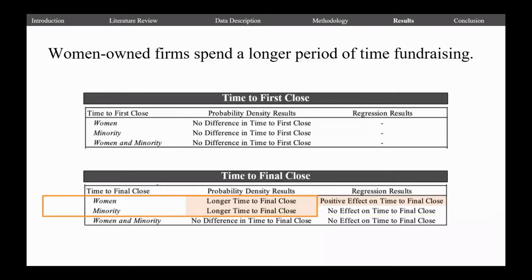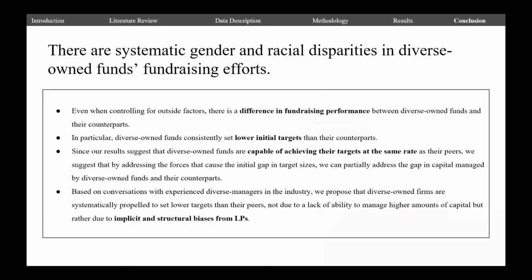In both cases, the ultimate outcome is a longer period of time spent fundraising, which retracts from the time they have to make investments and thus could handicap their investment performance. We end by summarizing our key findings. First and foremost, we find that even when controlling for outside factors, there is a difference in fundraising performance between diverse-owned funds and their counterparts. In particular, diverse-owned funds consistently set lower initial targets than their counterparts.